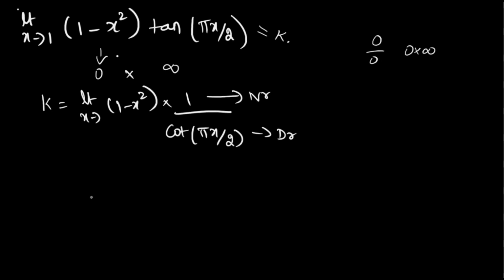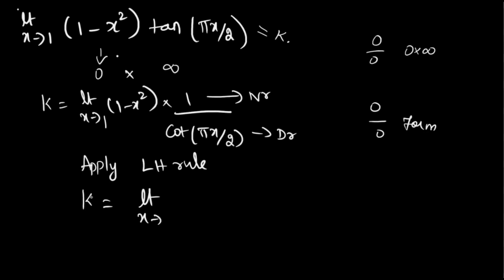And if we substitute this, the numerator, limit x tends to 1, will become 0 and the denominator also, cot(pi by 2) is 0, so it is 0 by 0 form. Now I can apply LH rule. What we will do in LH rule, we will differentiate the numerator separately and denominator separately and then we'll apply the rule.